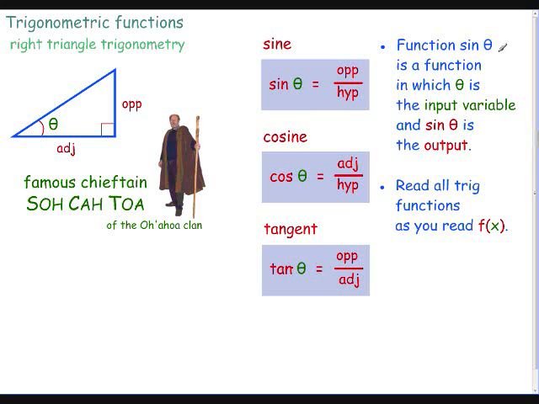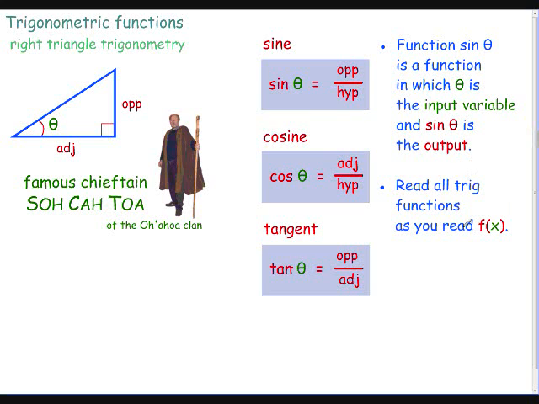The function sine theta has as its input the angle measure, and there are 2 ways we can measure angles. Remember that? We can measure them in degrees or we can measure them in radians. And we can do that with the trig functions. It's important to know which we're doing. Sine theta, the ratio of the opposite divided by the hypotenuse, is the output.